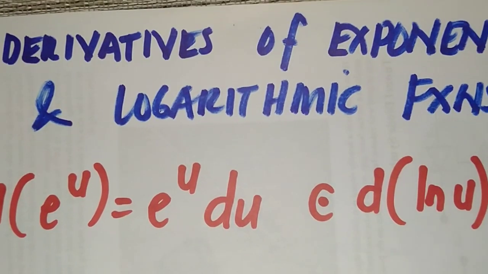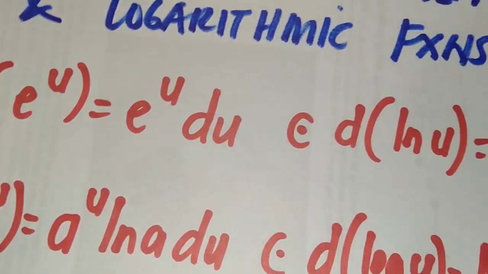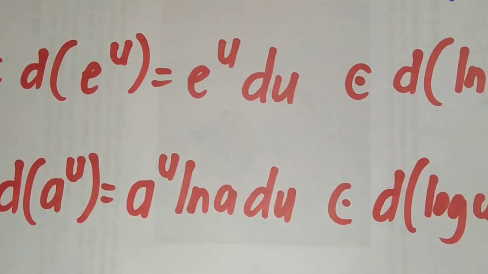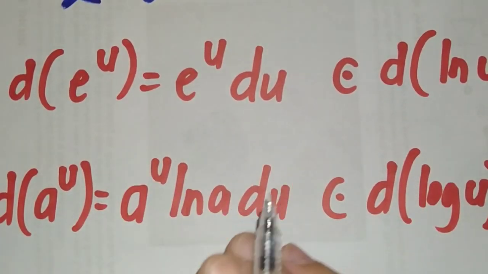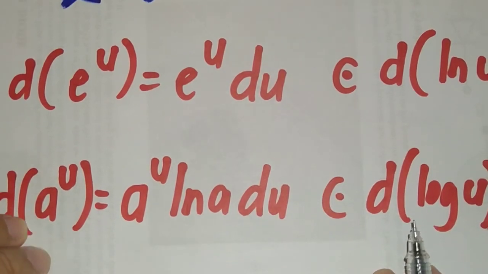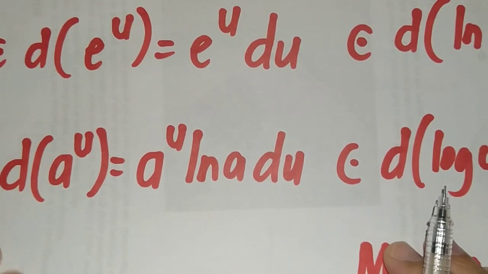Next is derivatives of exponential and logarithmic functions. So I have here 4 formulas lang. So derivative of e to the u is e to the u du, where e is a constant. That's 2.71828 if I'm not mistaken.